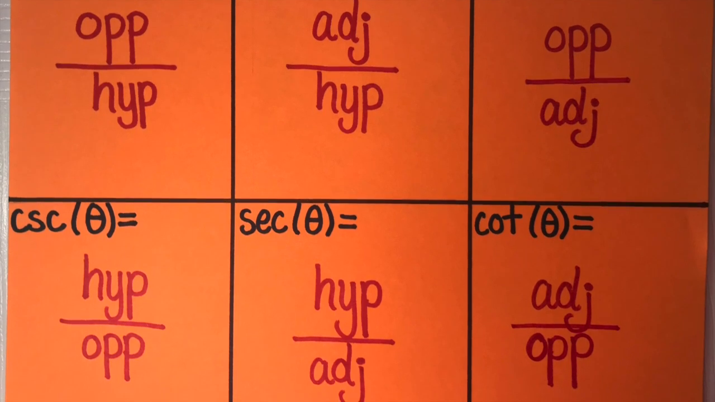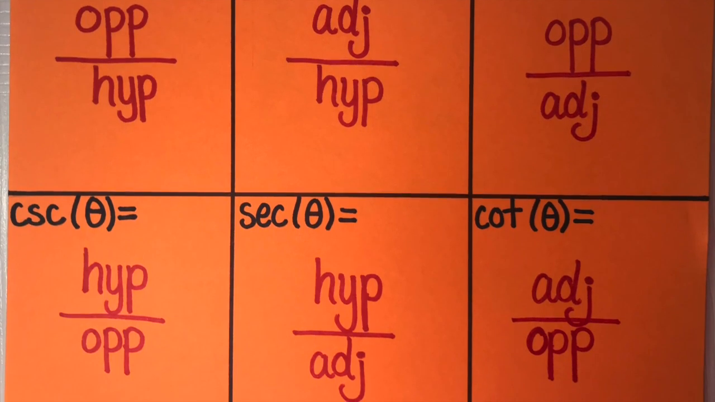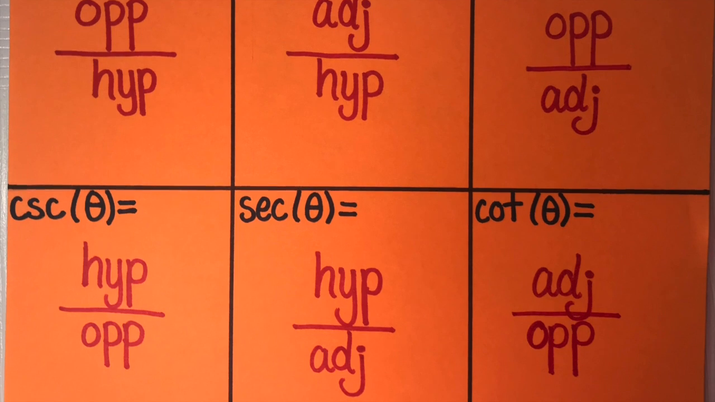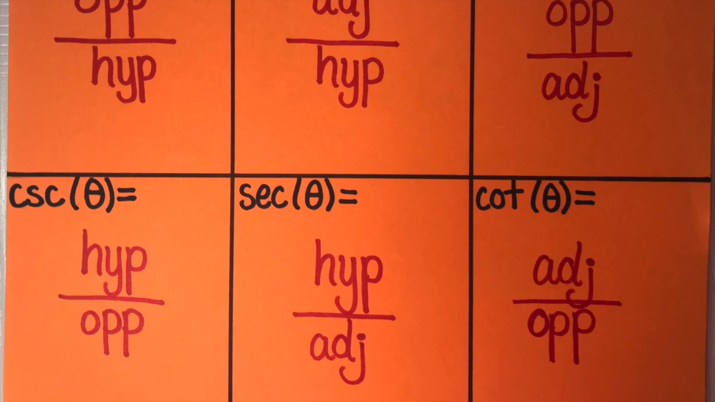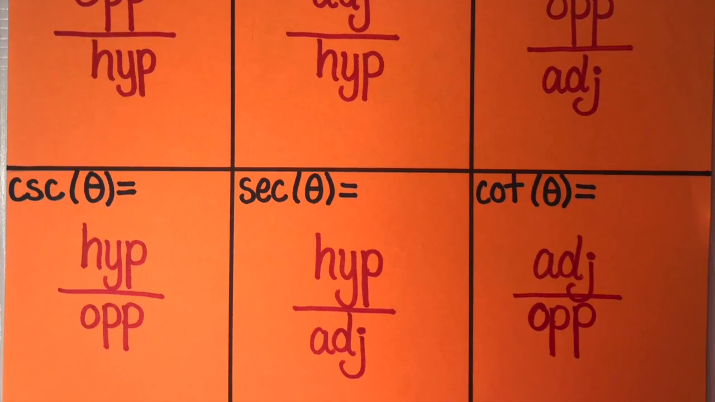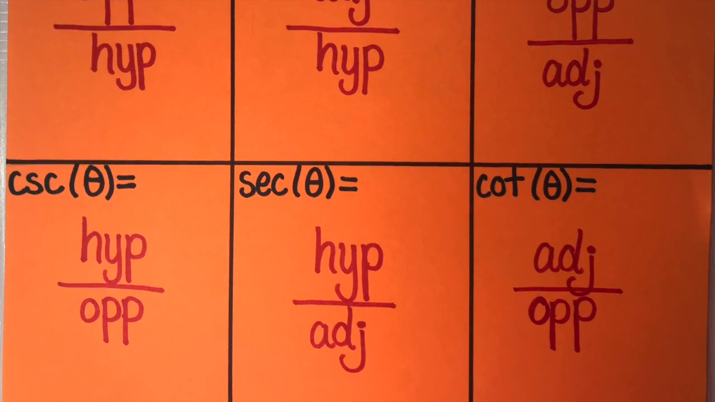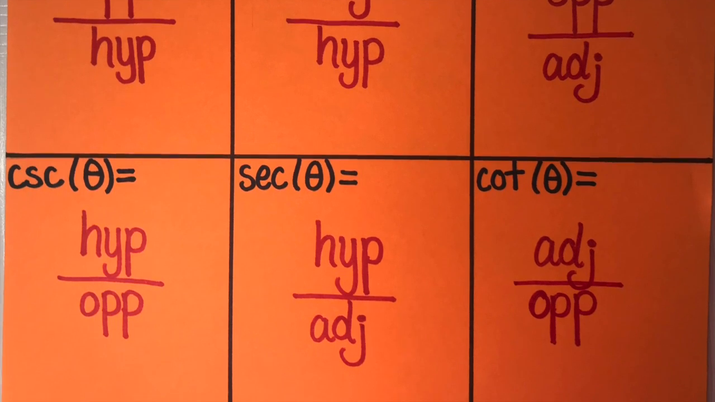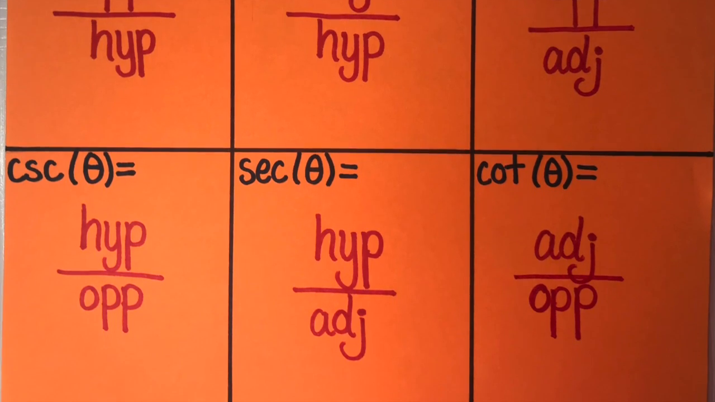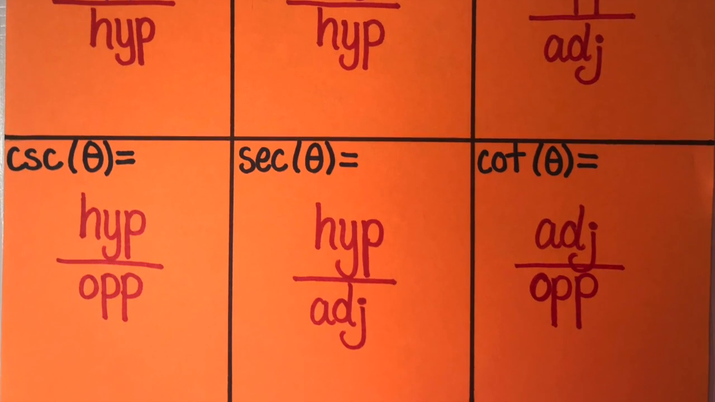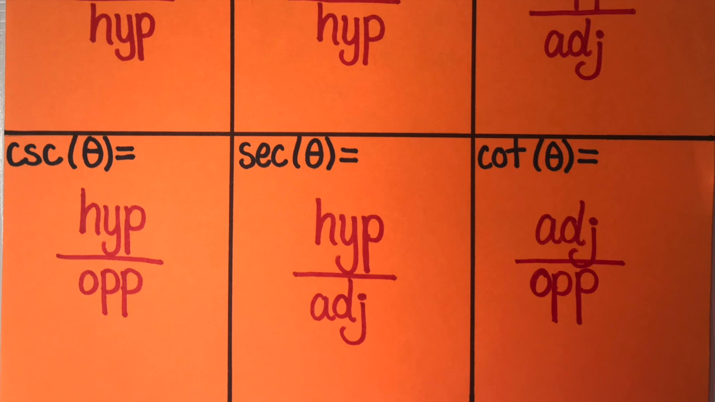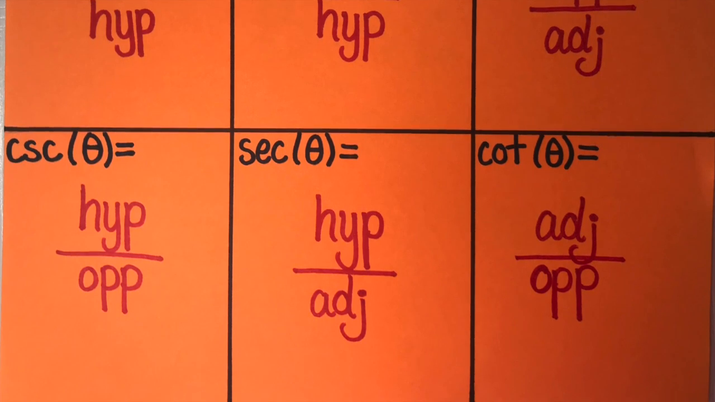To find cosecant, we divide hypotenuse by opposite. To find secant, we can divide hypotenuse by adjacent. And last but not least, to find cotangent, we divide adjacent by opposite. Looking closely, you see that they are all relatively similar. Sine is related to cosecant, cosine is related to secant, and tangent is related to cotangent.